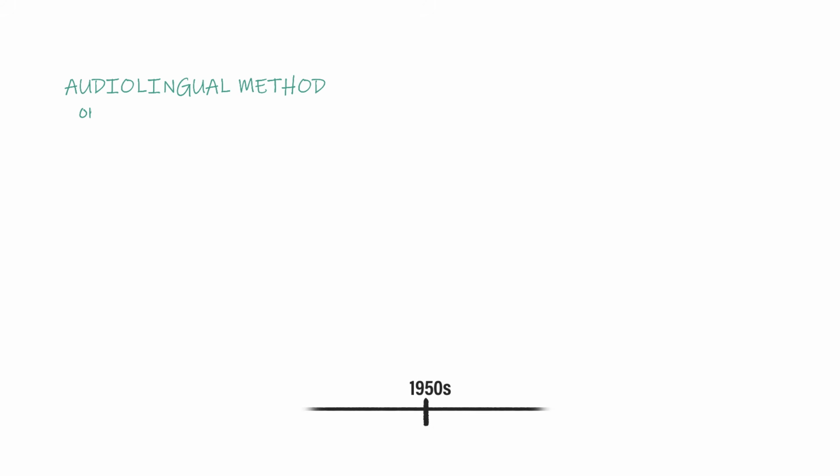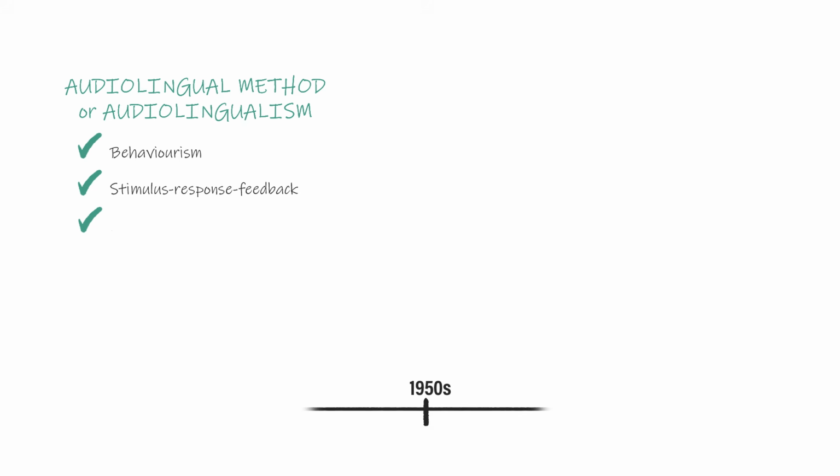The audiolingual method, or audiolingualism, was based on psychological theories of behaviorism. According to behaviorism, people's behavior depended on a pattern of stimulus, response, and feedback, and learning a language meant using the language communicatively to form new habits and get rid of old habits from the first language.